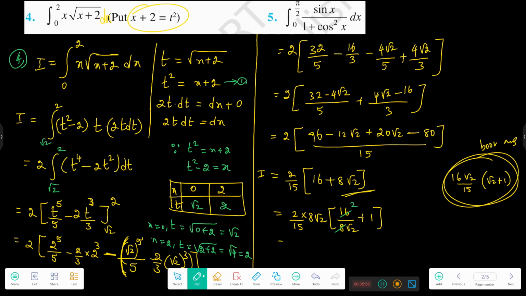So finally what am I getting? 8 2s are 16 root 2 divided by 15 into this 2, you can write root 2 into root 2, divided by root 2 plus 1. So when you cancel one root 2, you will be getting the book solution: 16 root 2 divided by 15 into root 2 plus 1. Suppose you are not able to simplify, if you stop here also, they will accept in the board exam. Don't worry. For this, they will not reduce marks.